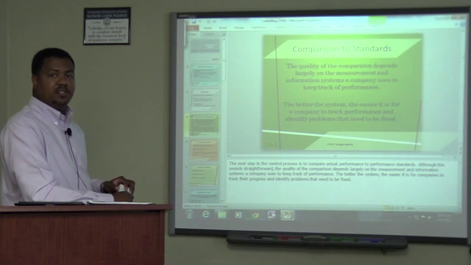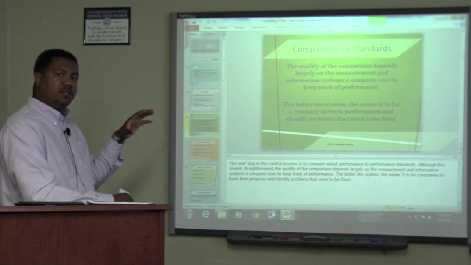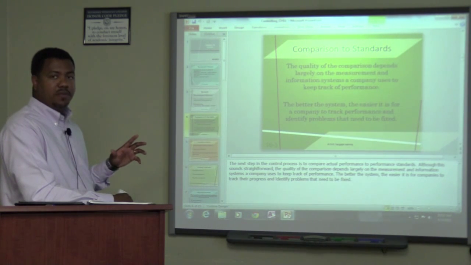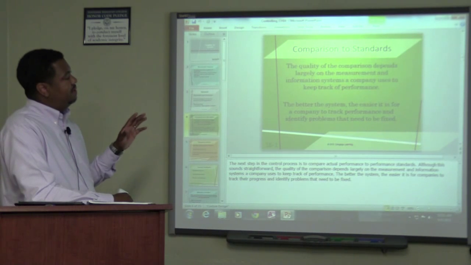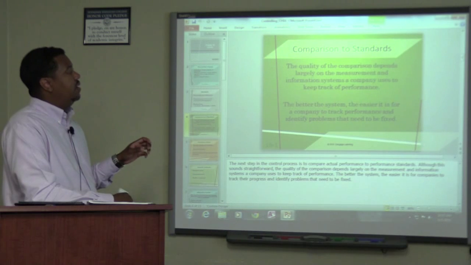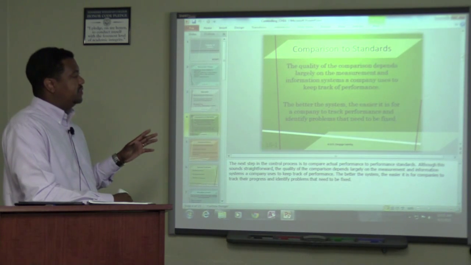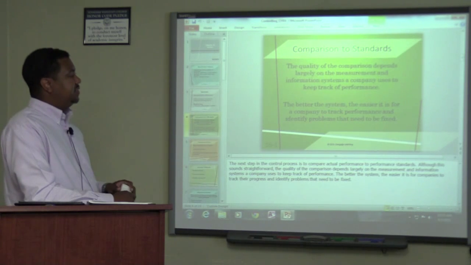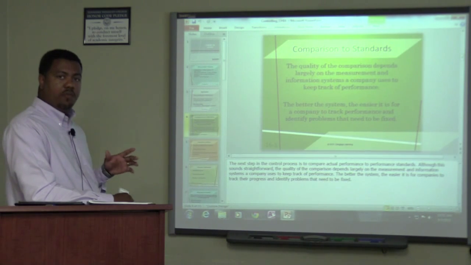A lot of organizations use a certain type of another organization that's external from their business as a way of benchmarking their overall performance in the marketplace. We see here comparing standards, the quality of comparison depends largely upon the measurement of information systems and a company's use of these information systems to basically track overall performance.